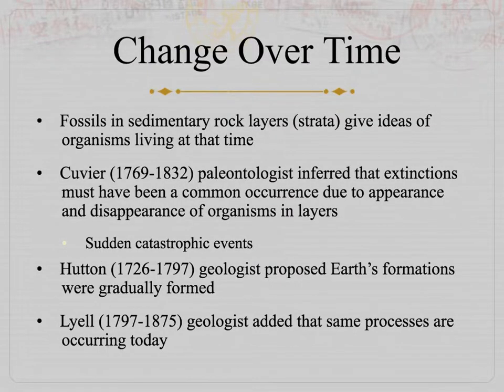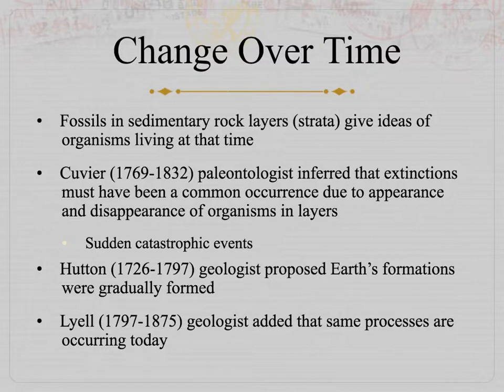So briefly, change over time. You know what fossils are. They're found in sedimentary rock layers, which we call strata, or stratum for singular. And they can give us ideas of organisms that were living at that time. So if we can date the rocks, we can date that layer, we can know what organisms were available at that time. There are missing ones because soft-bodied animals don't normally make fossils, so we don't get to see everything, but we do get an idea. Okay.